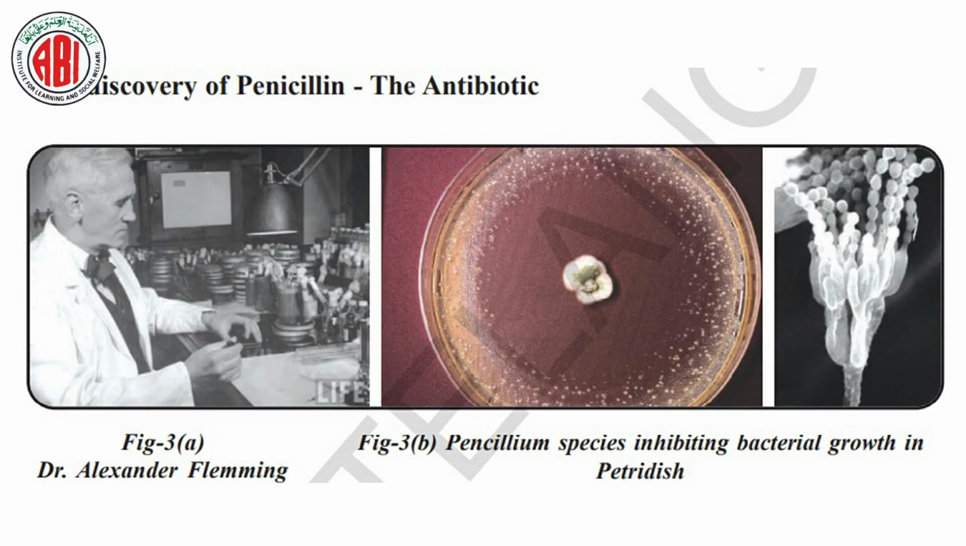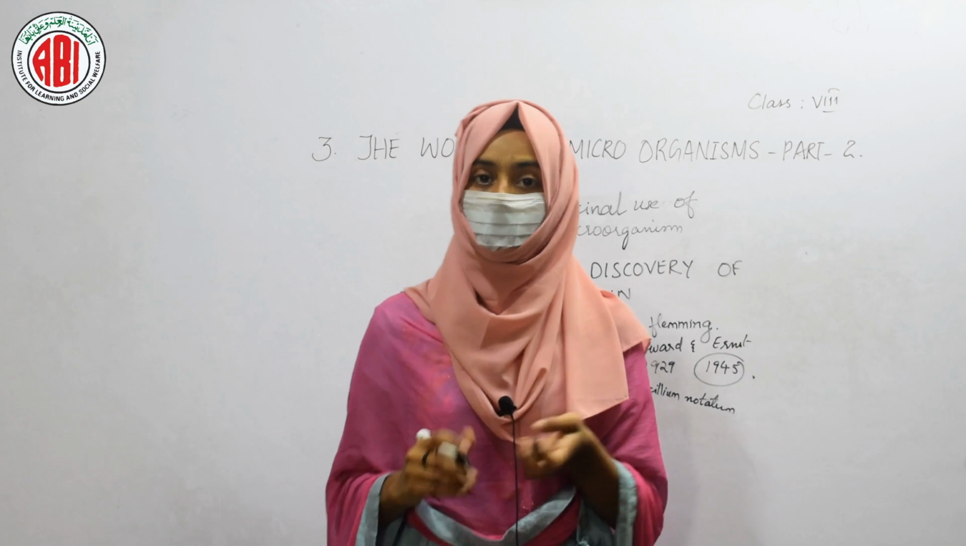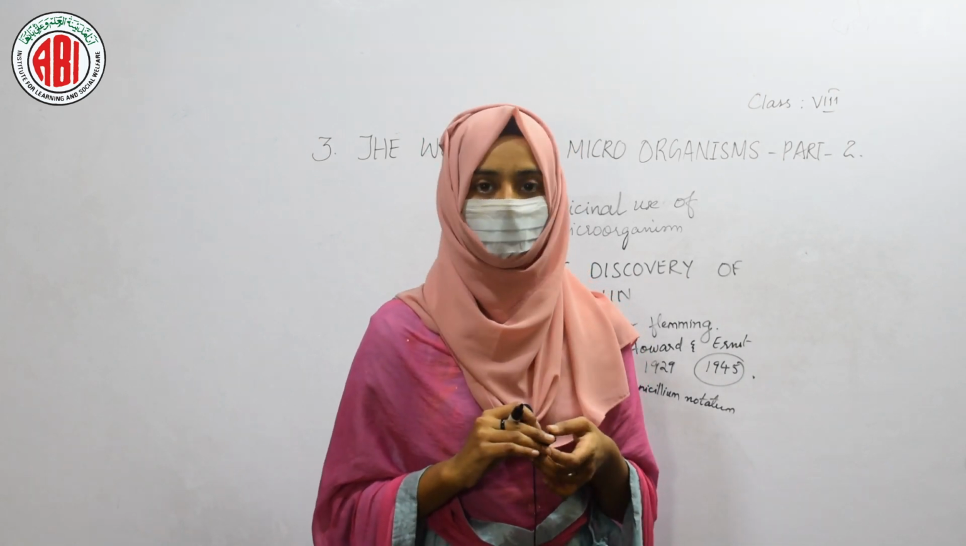So in the year 1929, Alexander Fleming, Howard and Ernst announced the discovery of penicillin. They named the drug penicillin because the mold which grew in this agar plate is Penicillium notatum. So they gave the drug its name based on the name of the fungus, and in 1945 they got the Nobel Prize for this contribution.